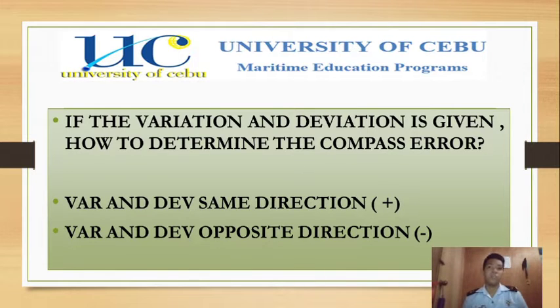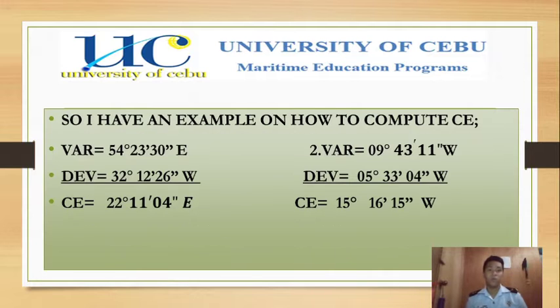Based on the discussion last week, in computing the compass error we should always take note that if the variation and deviation have the same direction, we should add and copy the direction, and if they have opposite directions, we should subtract and copy the direction of the highest value, either east or west. So I have an example.